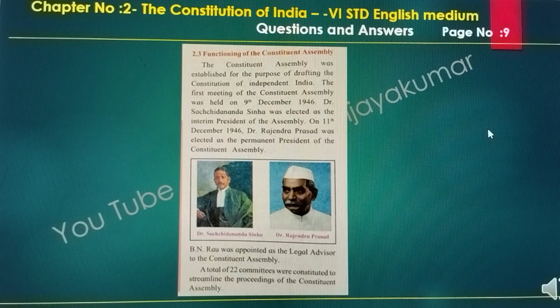On 11th December 1946, Dr. Rajendra Prasad was elected as permanent president of the Constituent Assembly. B.N. Rao was appointed as legal advisor to the Constituent Assembly. A total of 22 committees were constituted to streamline the proceedings of the Constituent Assembly.